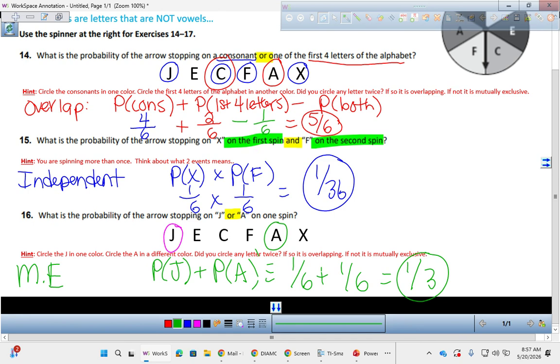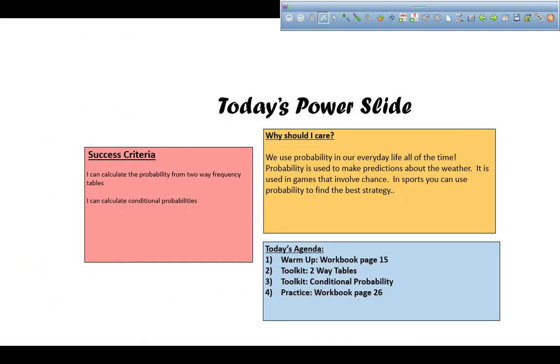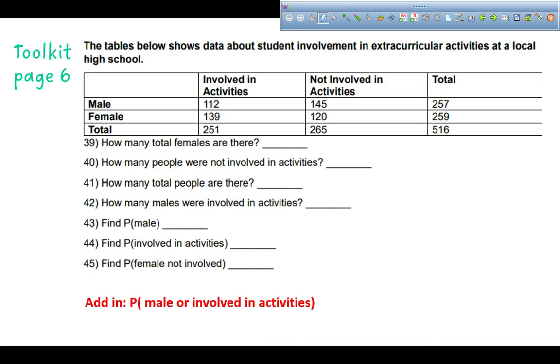One of each type. This is what we did yesterday and the day before in class. Today we are going to learn the last new thing of the unit, and that is called probability from two-way frequency tables and conditional probabilities, okay? What we will need for today's class is a toolkit and your workbook. So if you don't have your toolkit out, take it out, keep your workbook out as well, all right? We are going to head to toolkit page 6.